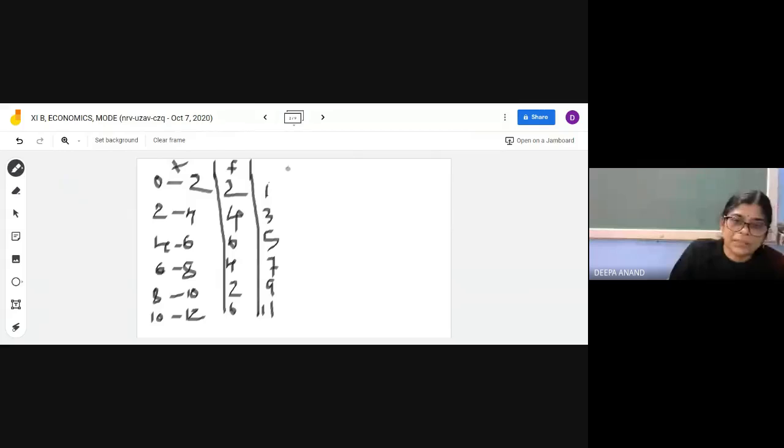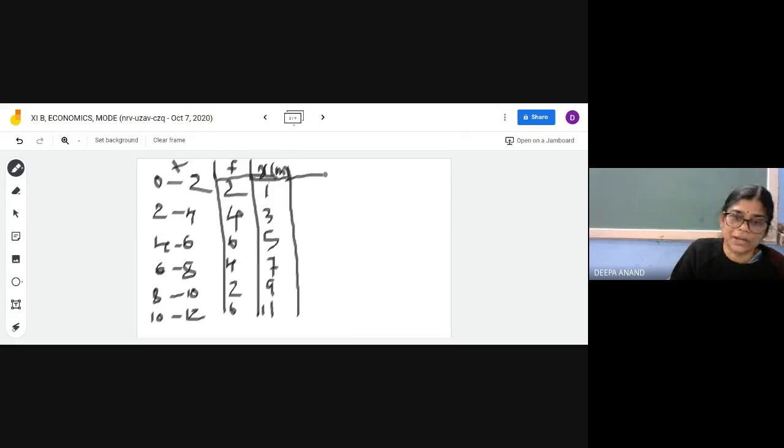Abhi whenever the continuous class is given, we have to work with the mid value. This mid value is our x. Okay? And the frequency is already written here. Frequency hai, mid value hai.